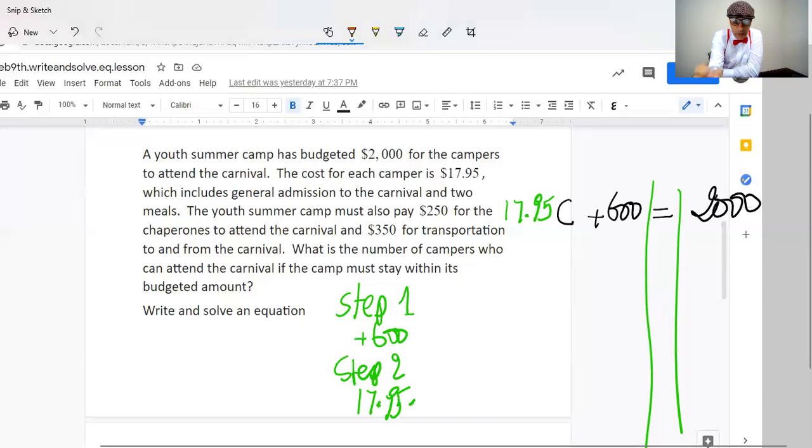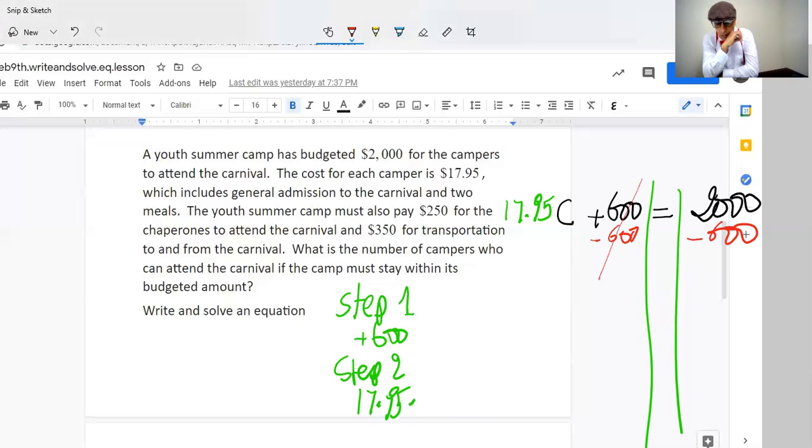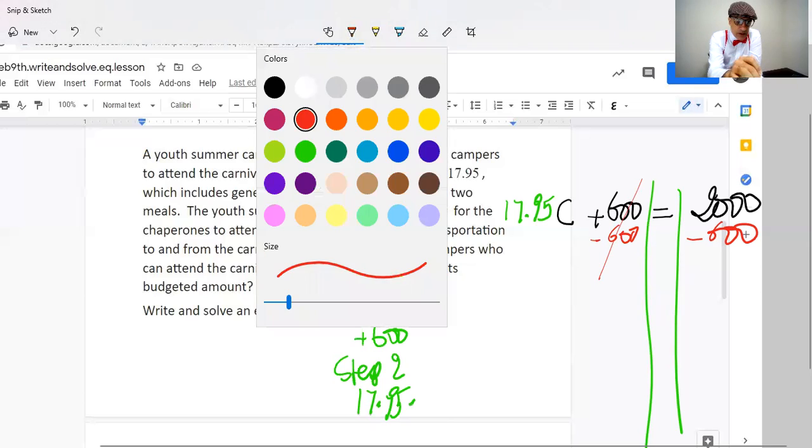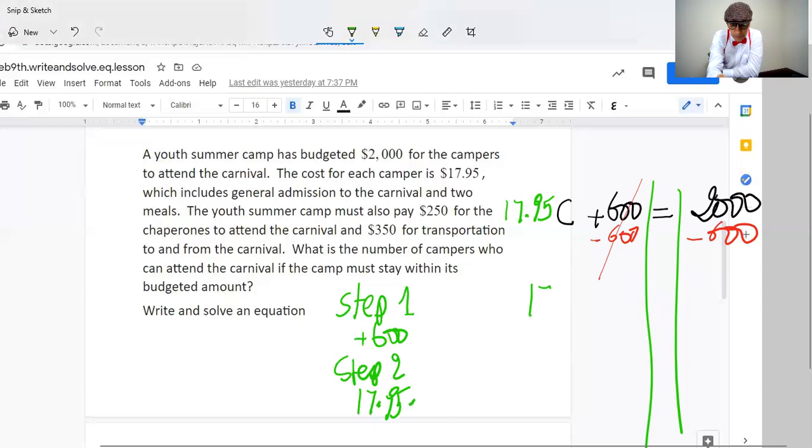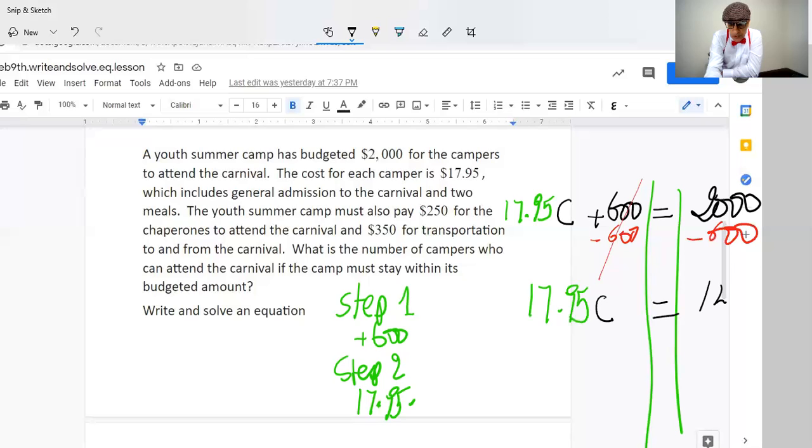So let's do the first step. Since it's plus 600, the inverse operation is minus 600, and that has to be done to both sides. Left side, we just cross it out, because we're trying to get rid of it. So that's gone. What's left on the left side? Well, just the 17.95C. And on the right side, 2000 minus 600 gives us 1400.